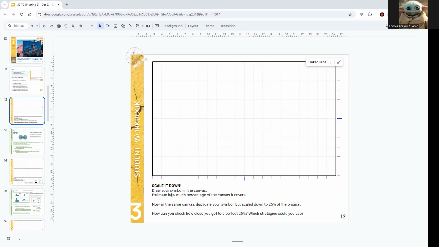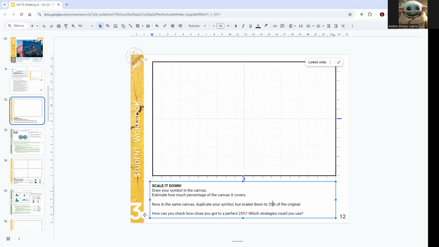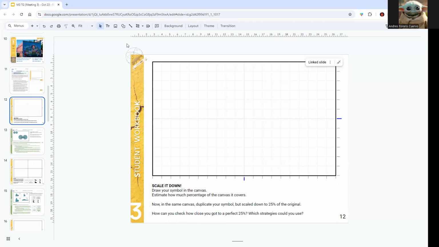It says, draw your symbol or your motive in the canvas, estimate how much percentage of the canvas it covers, so how much area relative to the total. And then in the same canvas, you will duplicate your symbol, so create a copy, but now scale down to 25% of the original. How can you check how close you really got to a perfect 25%? Which strategies could you use?